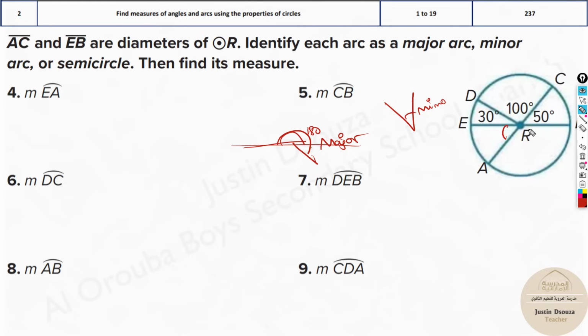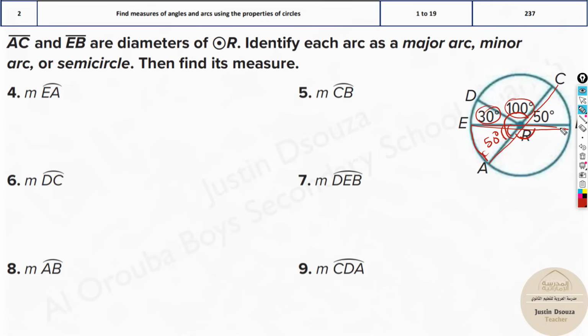Now, how can you find the arc EA? To find arc EA, just find this angle. So how we can do it is, you know, AC is 180 degrees, isn't it? You have 130, what is the remaining? 180 minus 130 will be 50. So it's a minor arc and 50 degrees. In the same way, we will just find out all the angles. And what is this angle here?